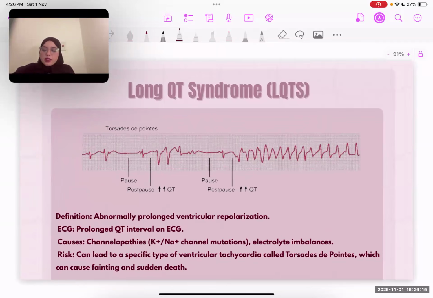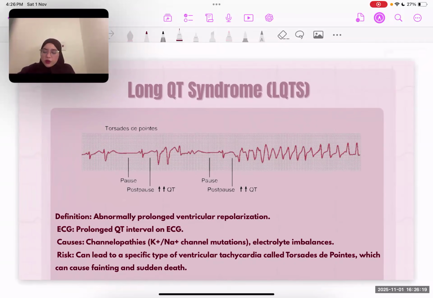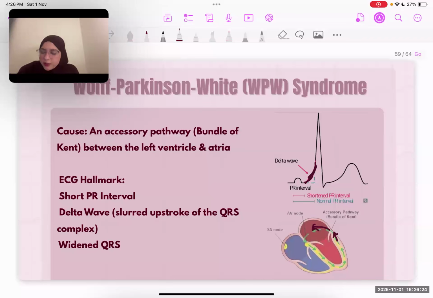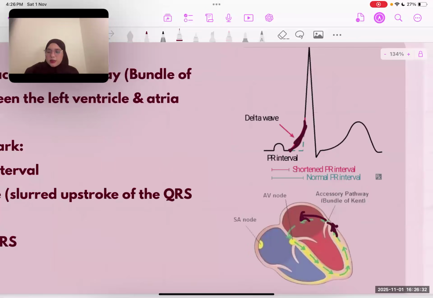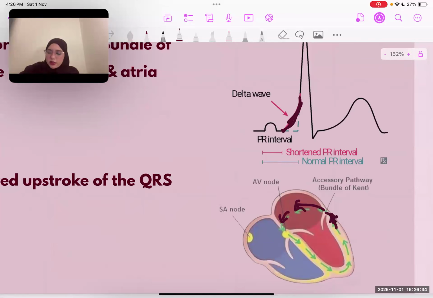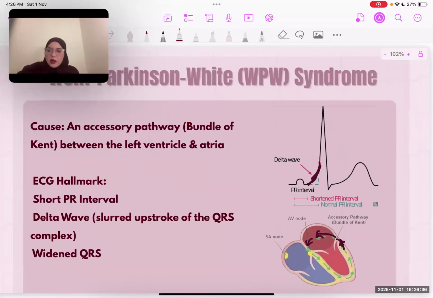Okay, now let's talk about long QT syndrome. It's abnormally prolonged ventricular repolarization. Back to the previous point: it's not supposed to go to the atrium, right? But it does because of the bundle of Kent, which is a congenital deformity. So here it's going to go like this and this. It's going back. That's not how it's supposed to be.